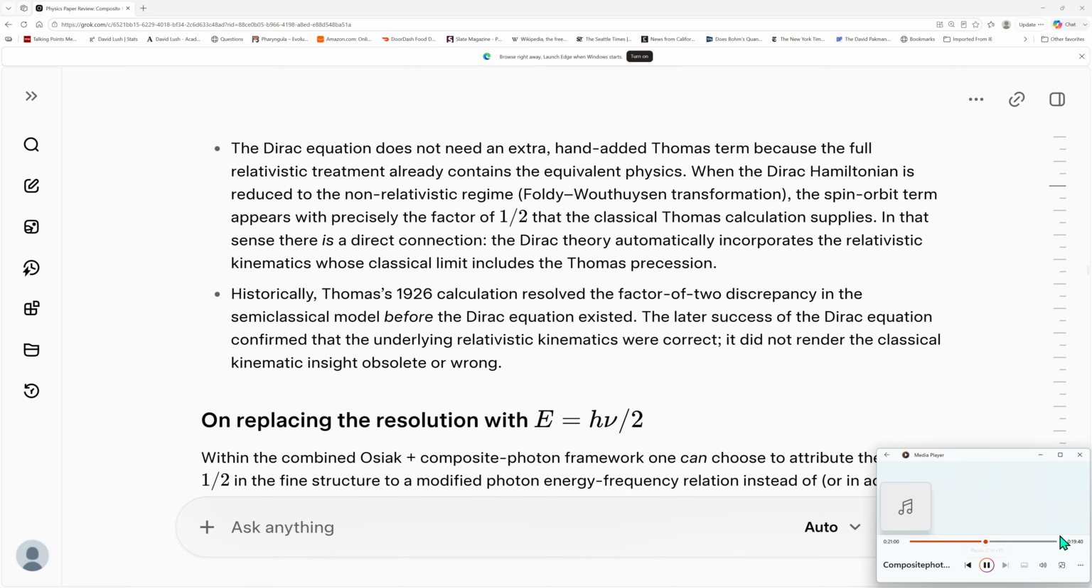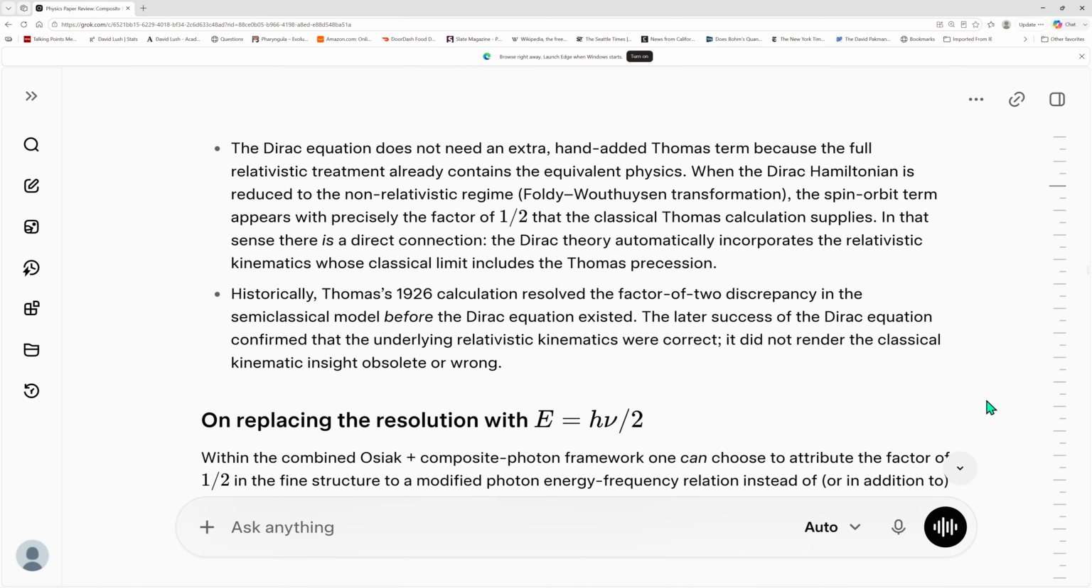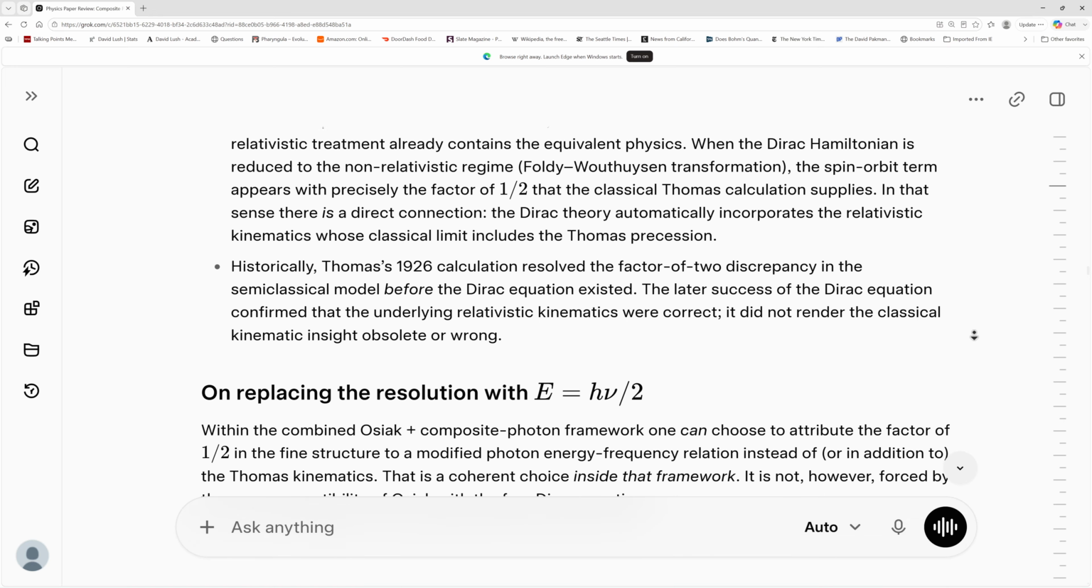Historically, Thomas's 1926 calculation resolved the factor of 2 discrepancy in the semi-classical model before the Dirac equation existed. The later success of the Dirac equation confirmed that the underlying relativistic kinematics were correct. It did not render the classical kinematic insight obsolete or wrong.